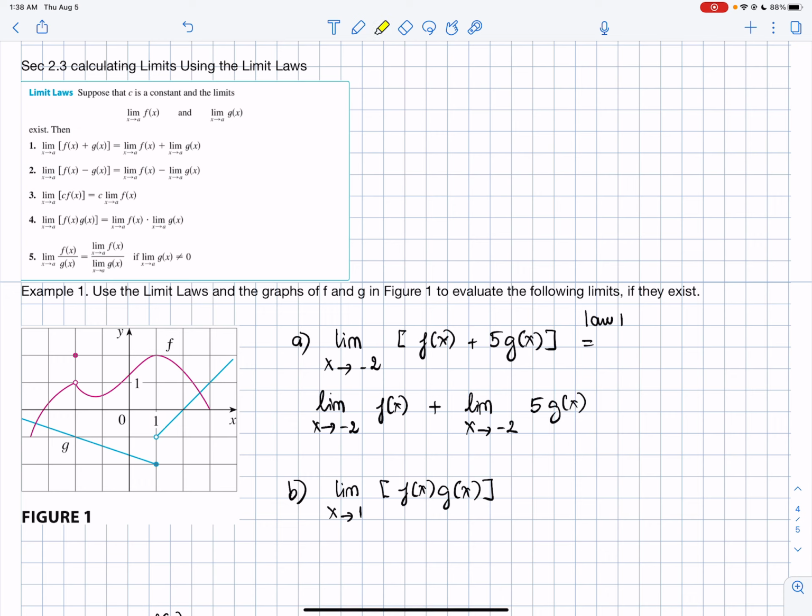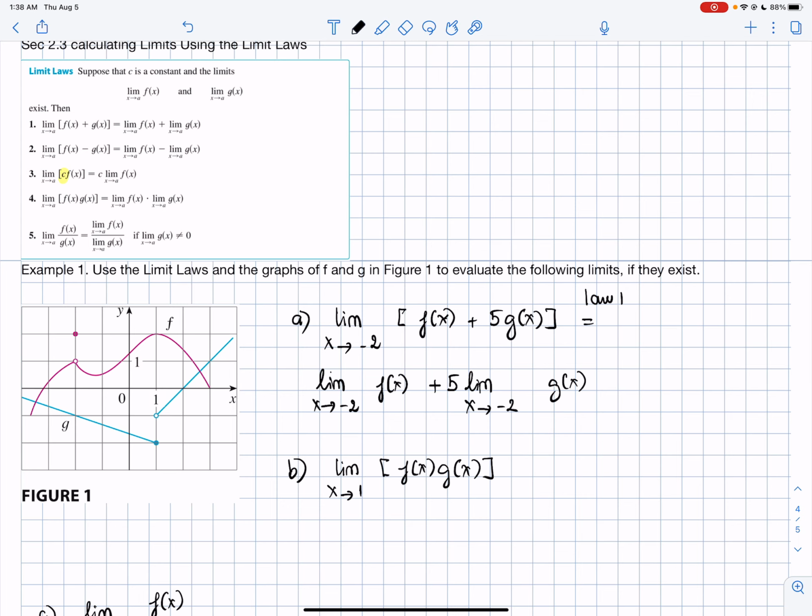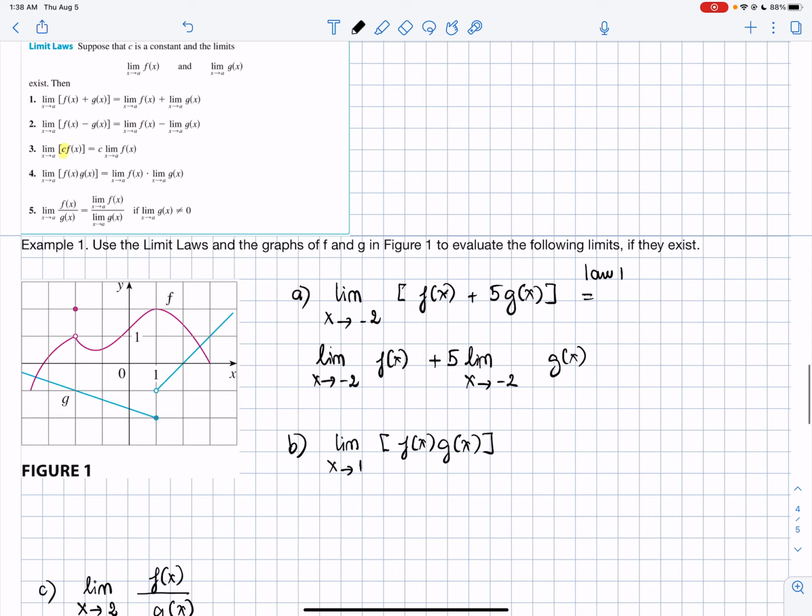And then if you notice that in law number 3, we have a constant multiplied by a function, so we can move the constant in the front. So I will move the constant in the front right away in this step. So I'm gonna have 5 in the front. Then we calculate the limit when x approaches negative 2 for both functions.